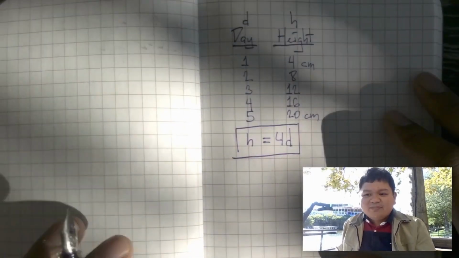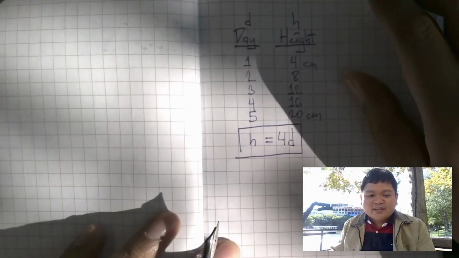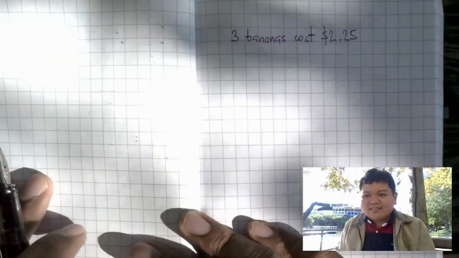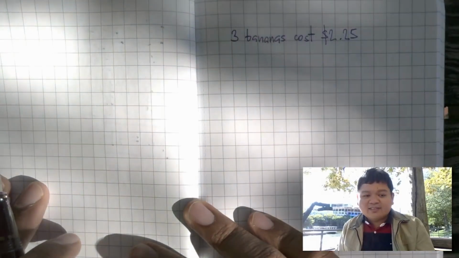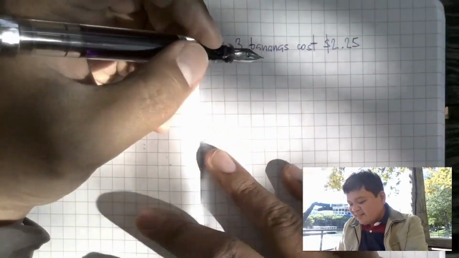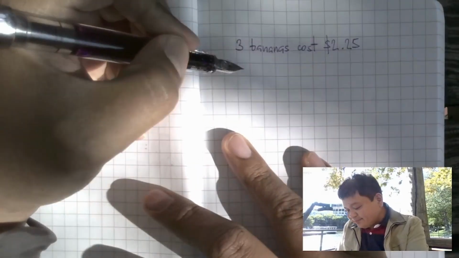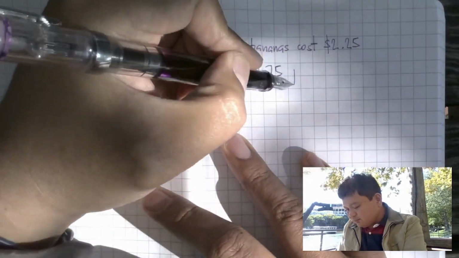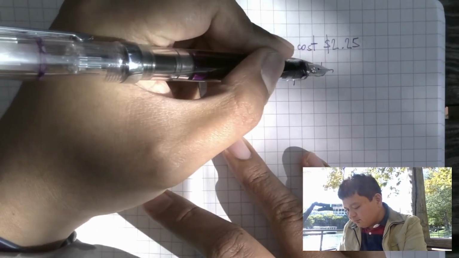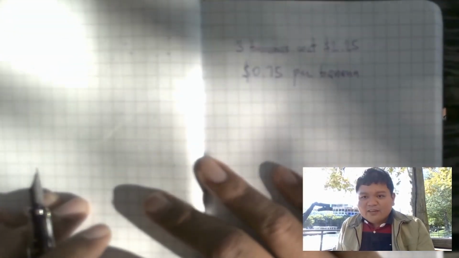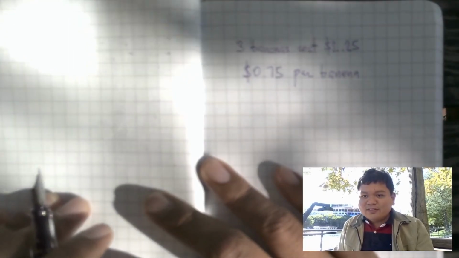Let's see another example of a proportional relationship. You might remember in a previous problem that 3 bananas cost $2.25. We found that the unit rate was 75 cents per banana. Instead of making a table, we can represent this relationship with an equation.